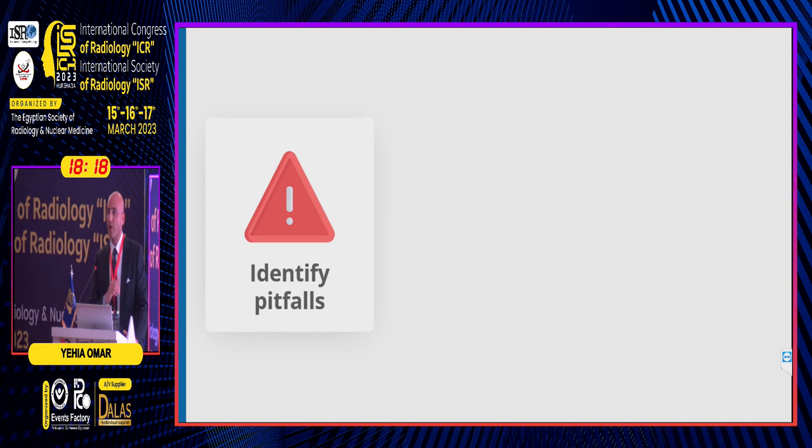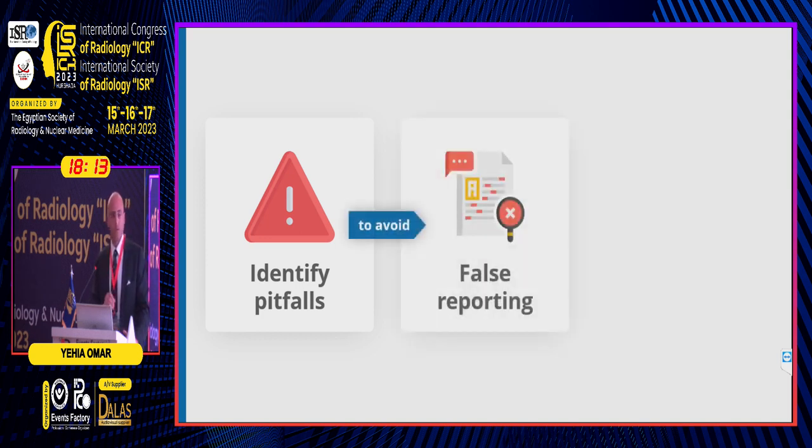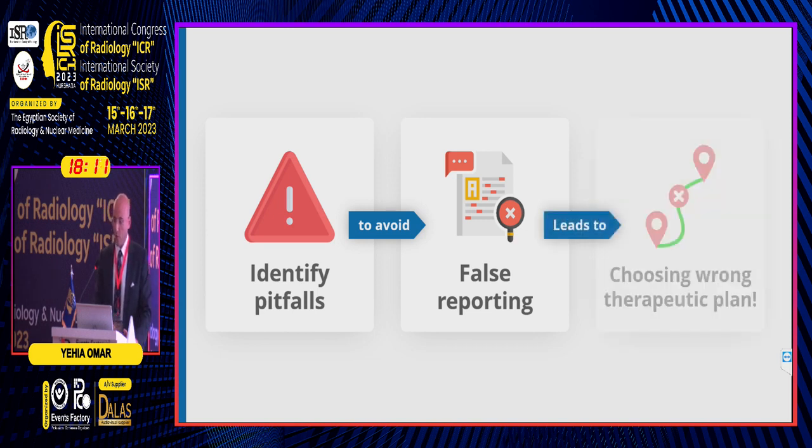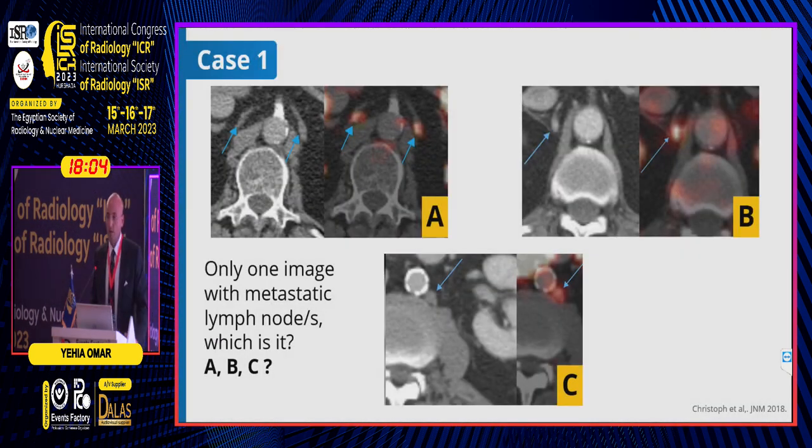This is why identifying pitfalls is crucial to avoid false reporting, which leads to choosing the wrong therapeutic plan. Now let's get back to our case. It was image A. Now we added two more images. We have image A, B, and C. Only one of them has a metastatic lymph node. Do you know which one?